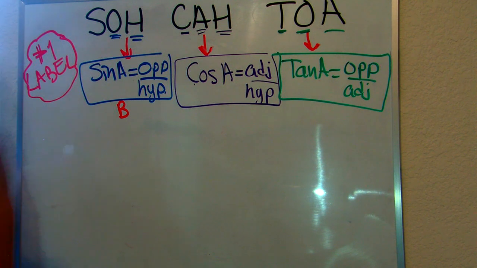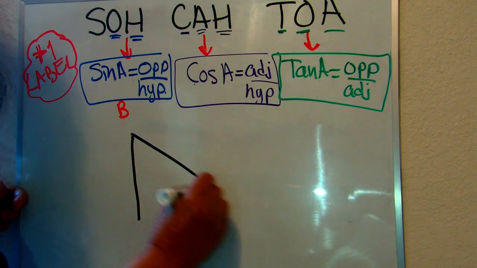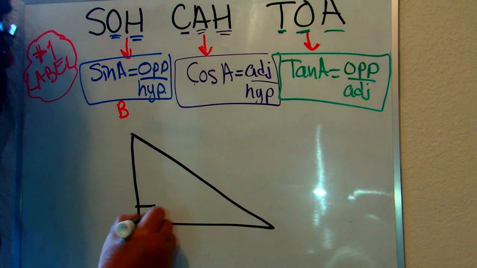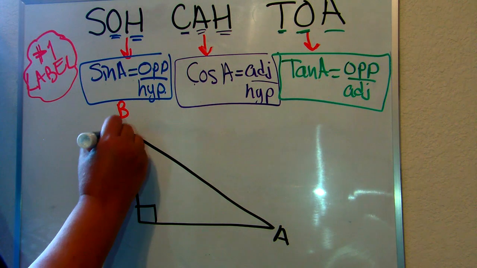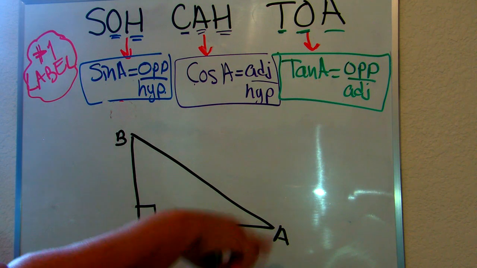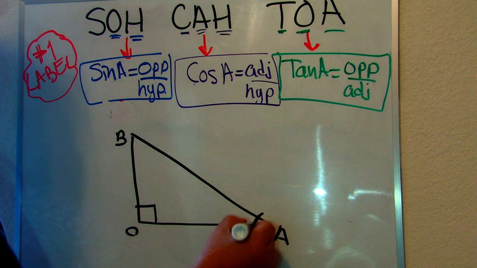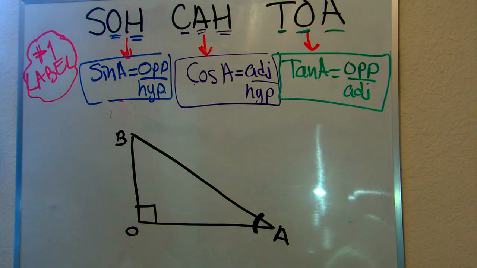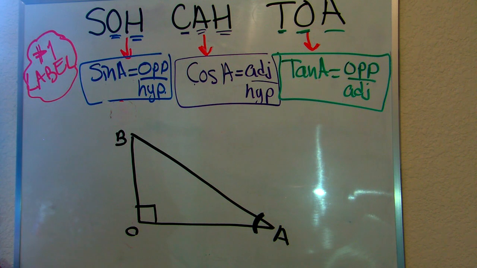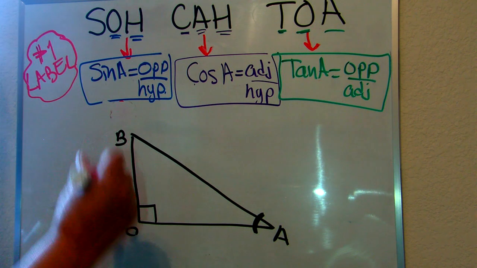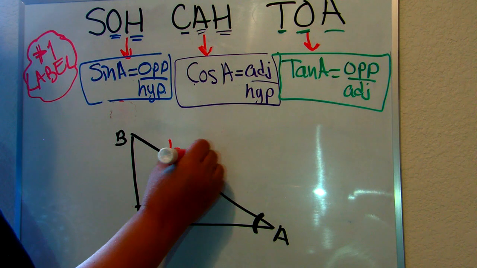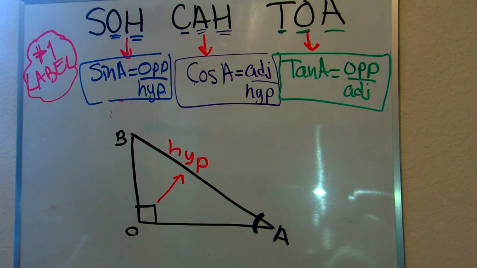So you have your other triangle right here. It is a right triangle. It's A, B, C. Okay. Let's label the sides. We're going to be using angle A as a reference. So first of all, we know that this one is the hypotenuse because it's the side that is across the right angle. So this is the hypotenuse. I'm going to start using the abbreviations only, all right?